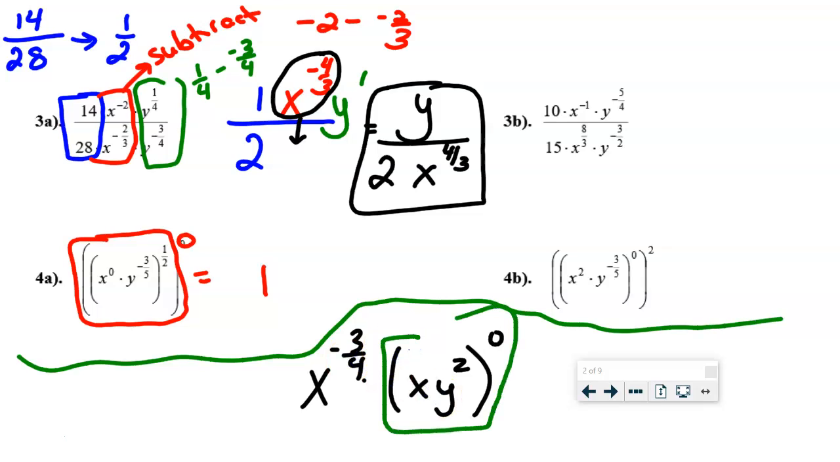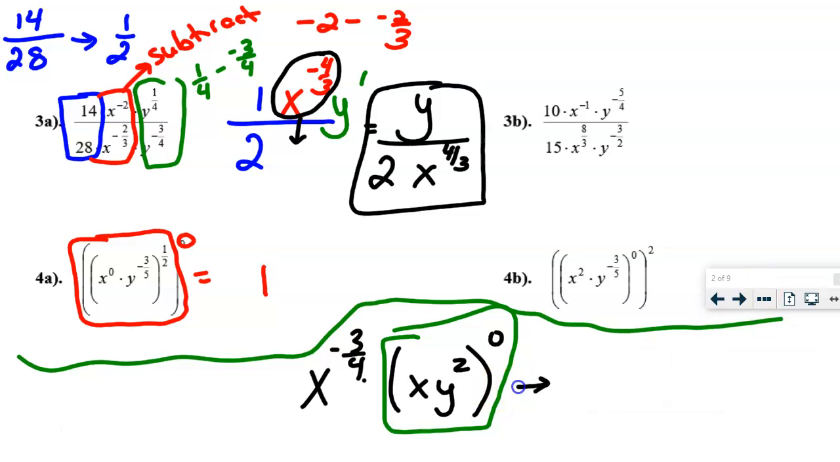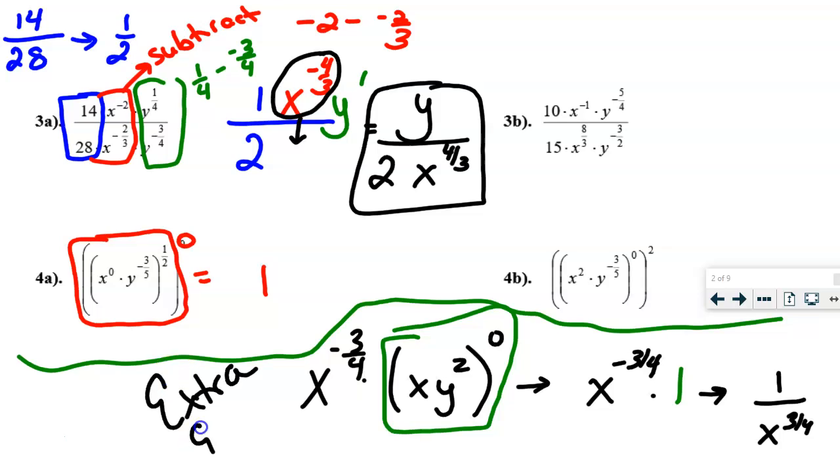This part right here, this is equal to 1, right? So this becomes x to the negative 3/4 times 1. And then if you use your negative exponent rule, this becomes 1 over x to the 3/4 power. So this is just an extra example. I'm just trying to warn you, because there's something on your test that kind of looks like that.